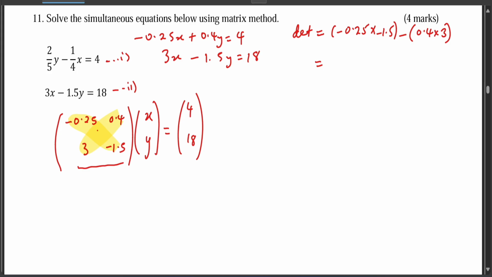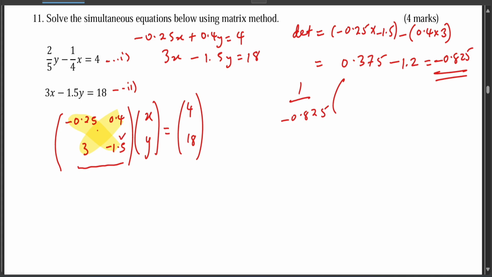This one gives you positive 0.375 minus this one gives you 1.2. If you subtract, it gives you negative 0.825. Okay, so that's your determinant. Afterwards, you do 1 over negative 0.825 multiplied to get the inverse.